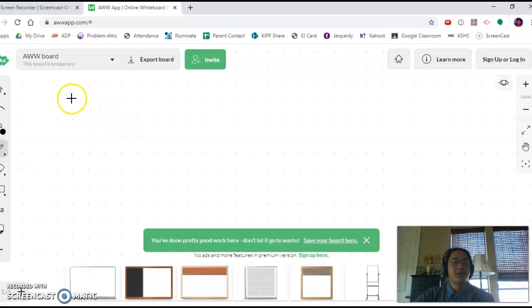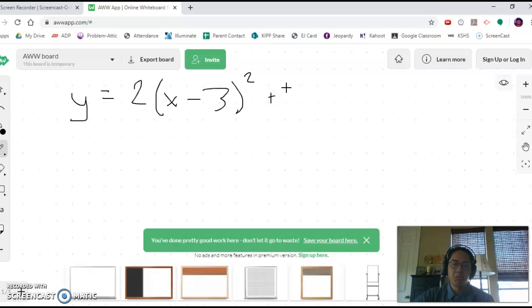So, let's say they give us an equation y equals, we'll say 2 times (x minus 3) squared plus, we'll say 10. Okay? And they say, what is the vertex, okay?